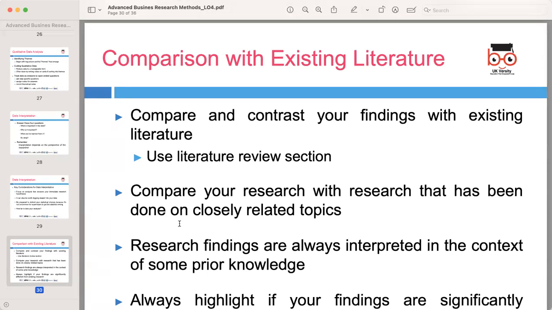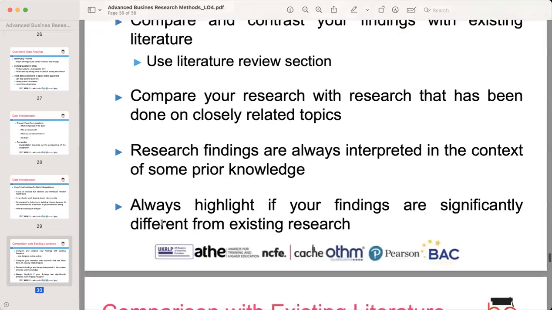Comparing our research findings with existing literature is an essential step in the scientific process. It allows us to contextualize our results within the existing knowledge, identify similarities and differences, and contribute to the ongoing scientific discourse. So by doing so, we can build upon the work of others, validate our findings, and pave the way for future research.